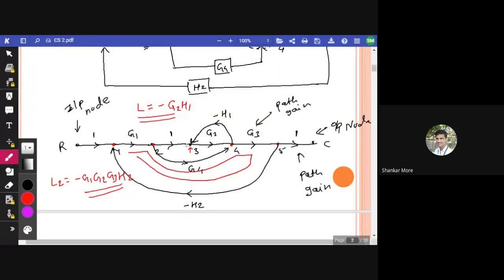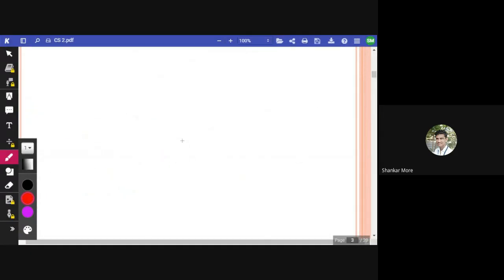Okay, now instead of giving you a system, I will directly give you the SFG, that is signal flow graph, and you have to find out the number of forward paths, you have to name them p1, p2, p3, p4, and the number of loops and number of non-touching loops also. All right. So guys, I'm drawing the SFG. Please, you also draw with me.